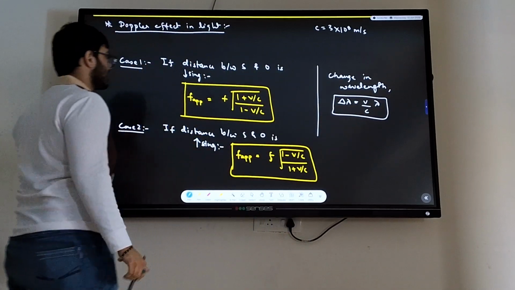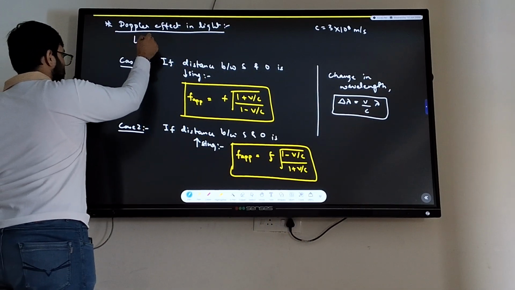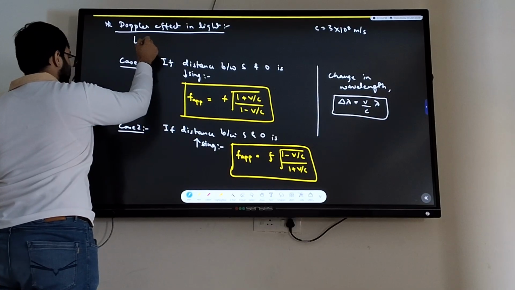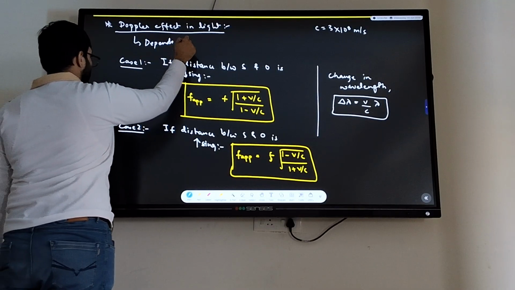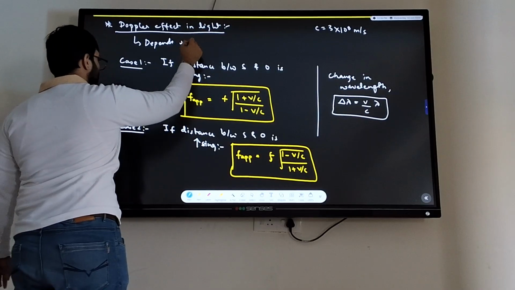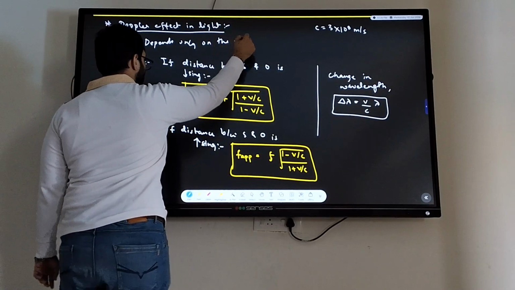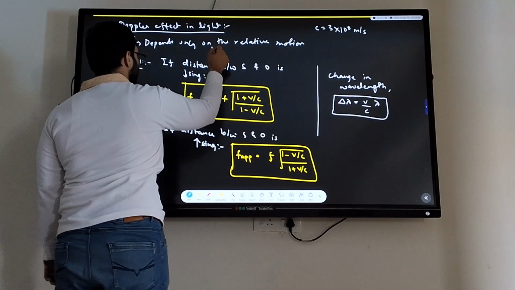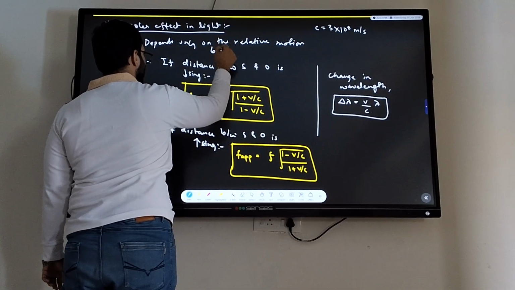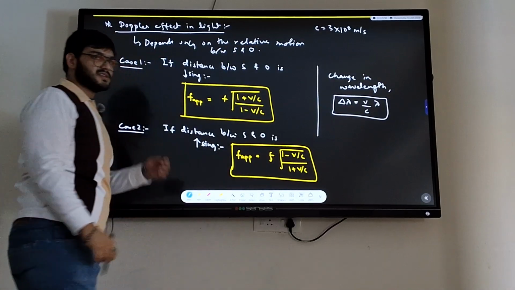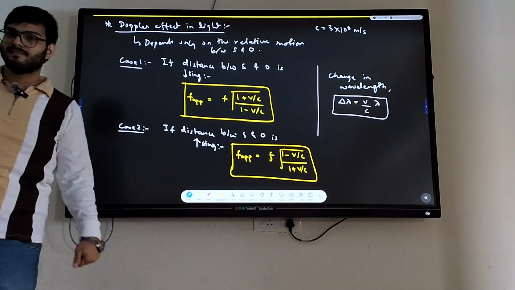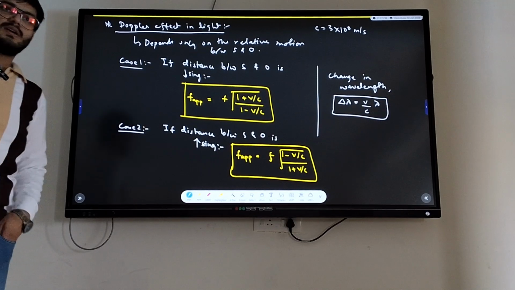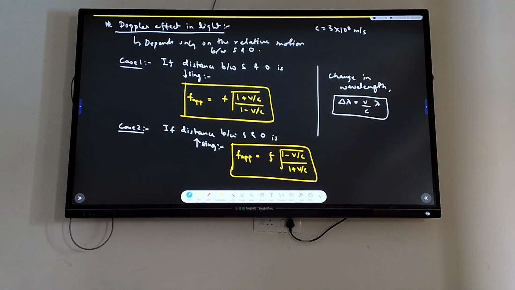These are the formulas, and the statement that you should write here is Doppler effect in light depends only on the relative motion between S and O, and V is the relative speed between S and O. Is it okay? With this, the theory of sound waves is done. Okay, now we can move on to problems, and we can actually do some good problems.